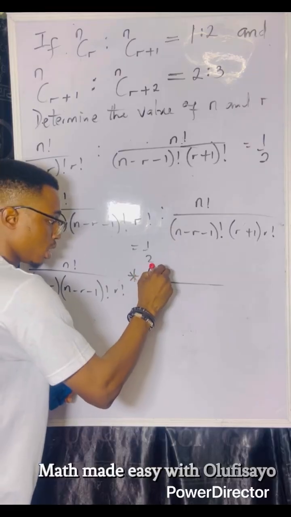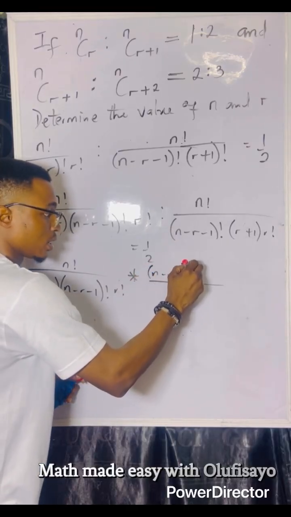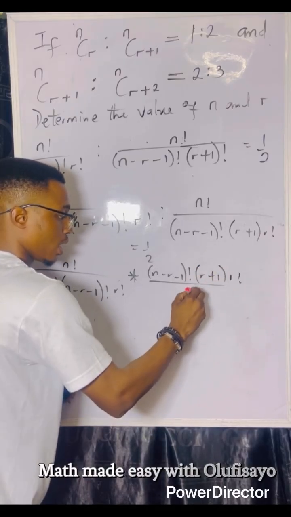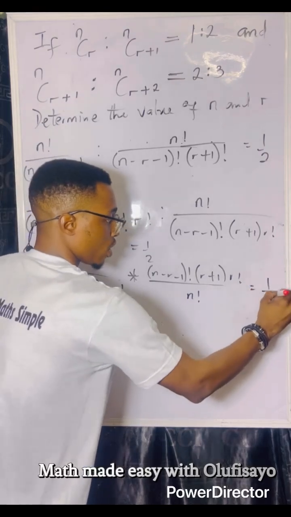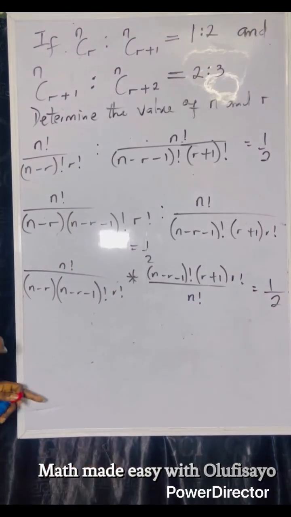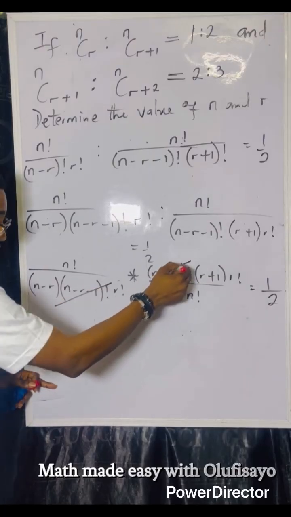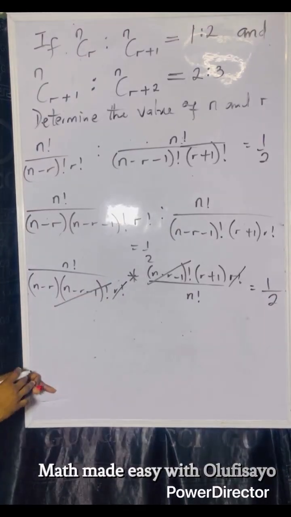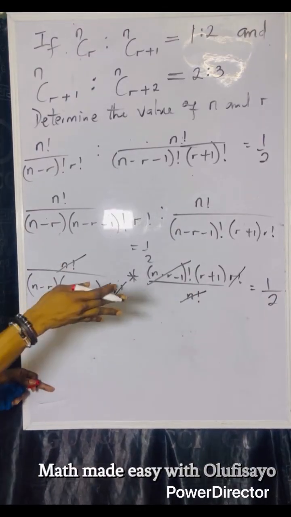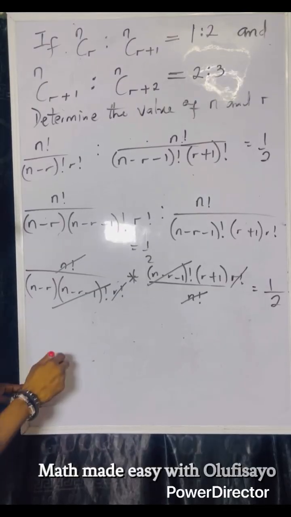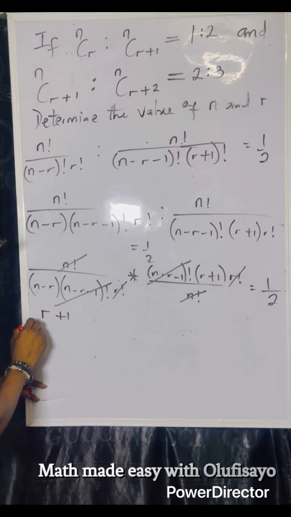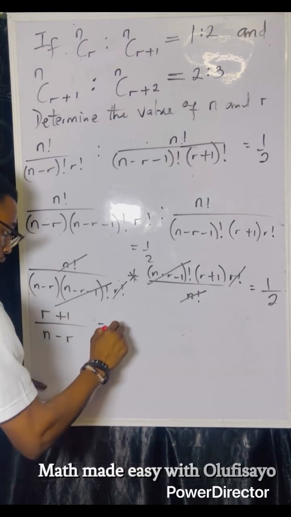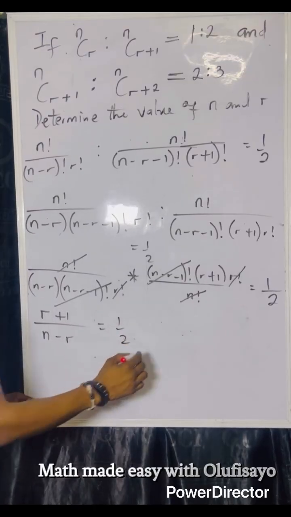This will give us (n - r - 1)! (r + 1) r! over n! equals 1 over 2. Now, we all know that this can cancel this. r! can cancel r!, and n! can cancel n!. So what do we have left? We have (r + 1) over (n - r) equals 1 over 2.